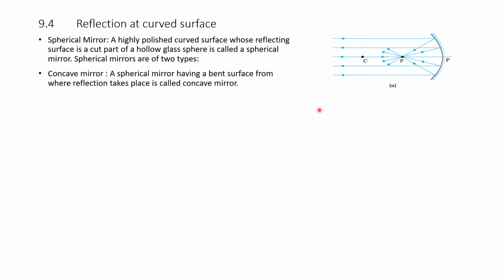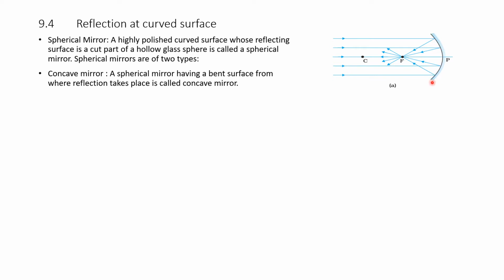Please see here, this is a concave mirror and it is a highly polished, curved surface. This is a curved surface whose reflecting surface is cut from a hollow glass sphere. This concave mirror is cut from a hollow surface of a sphere. This is a concave type of spherical mirror.